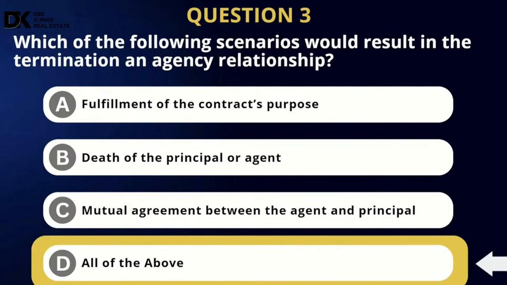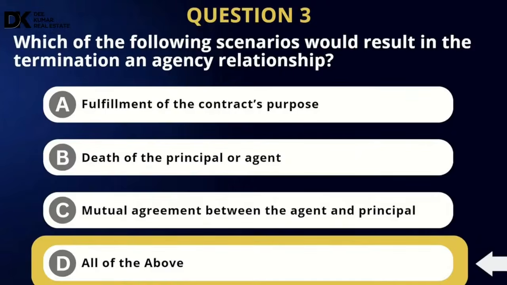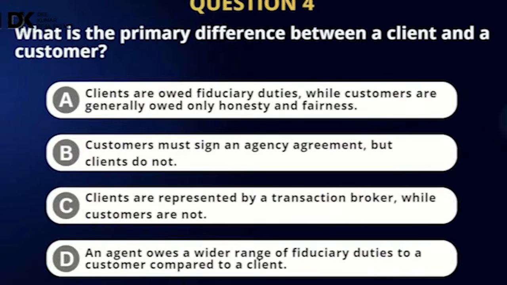And the answer? Letter D, all of the above. So if we fulfill the contract's purpose, if there's death of the principal or the agent, or if there's a mutual agreement between the parties, all of these would terminate. So this is a classic way that a writer would want to write about the termination of agency style questions. Classic. You want to make sure you learn these or rewatch these parts when it comes to these questions. They're pretty insightful when you think about what's going to be coming up.